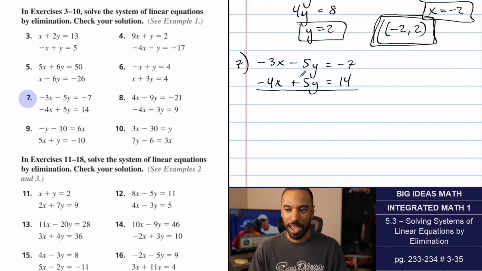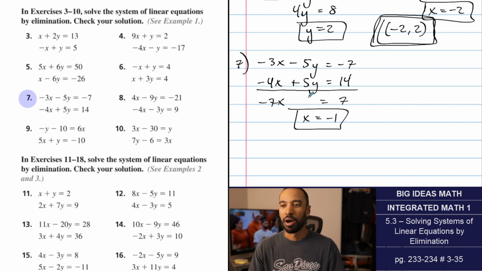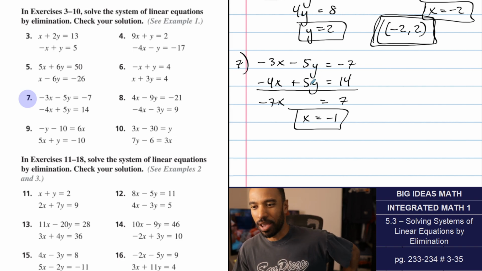So I'm going to eliminate the y's because they're additive inverses. Now let's add down the lists. -7x equals 14 minus 7 is 7. Divide by -7, you get x equals -1. I kind of feel like I want to cross them out, but I just don't want to get in the way of what we have next.